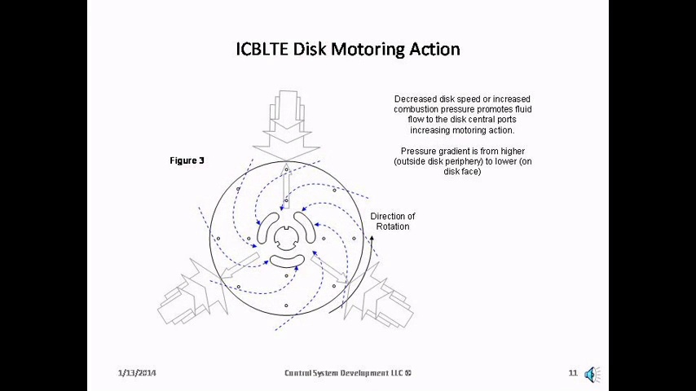Here we demonstrate the motoring action of the ICBLTE. The motoring action is the phase of engine operation where the combustion gases are converted to kinetic energy, and that kinetic energy is delivered to the central shaft output of the engine. The combustion gases flow in a vortex fashion while they are adhered to the smooth surface of the disc, and it is the spiraling in of those combustion gases that deliver energy by virtue of the conservation of angular momentum.